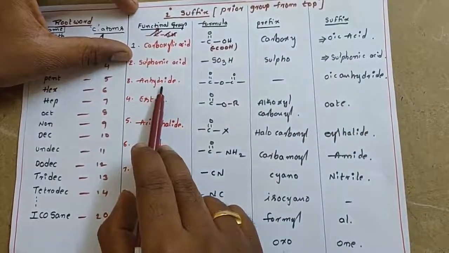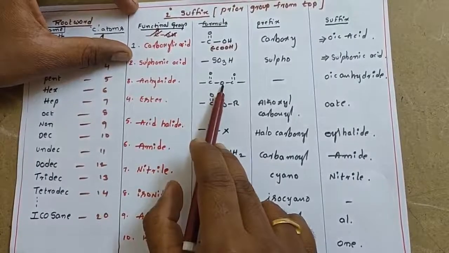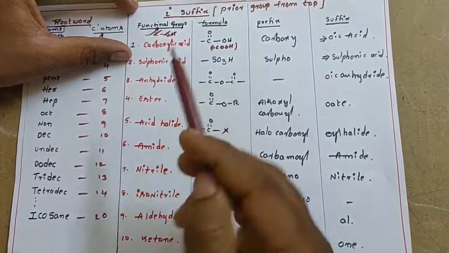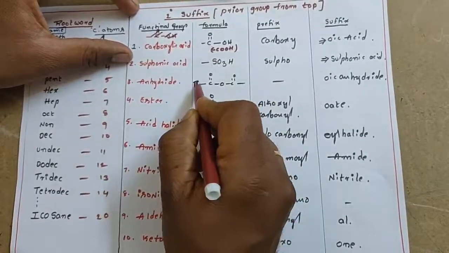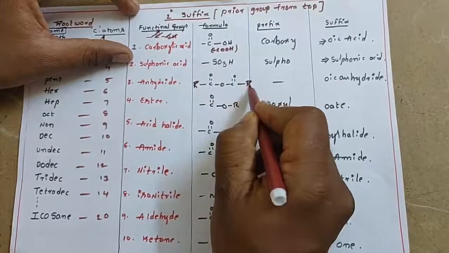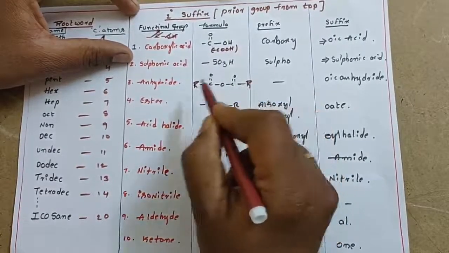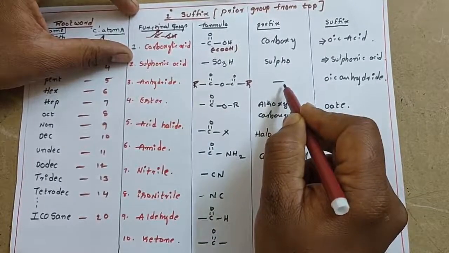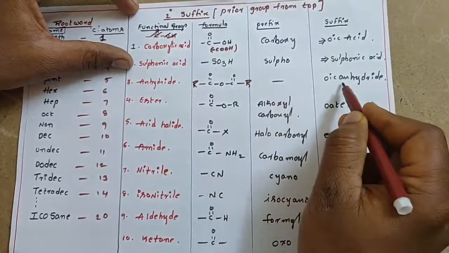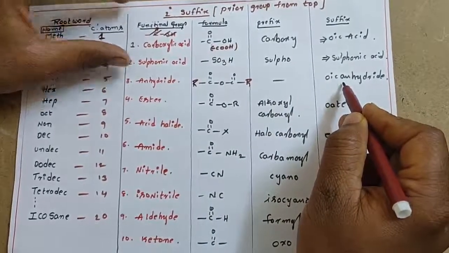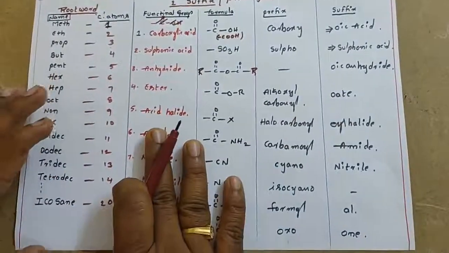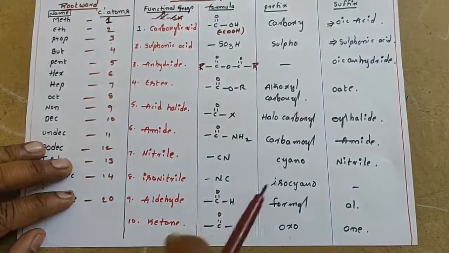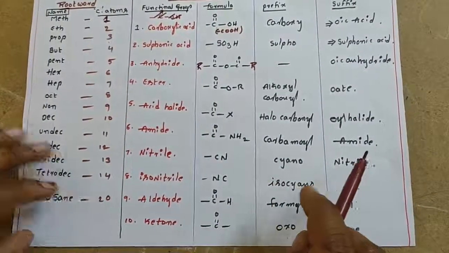The next one is anhydride. The anhydride functional group is like this: C double bond O, C double bond O, with an oxygen between them. On this side there may be R groups and on this side also R groups; R groups indicate alkyl groups. There are no prefixes for anhydride. There is always a suffix, called oic anhydride. Like that, this is the list of the functional groups and their formulas, prefixes and suffixes.